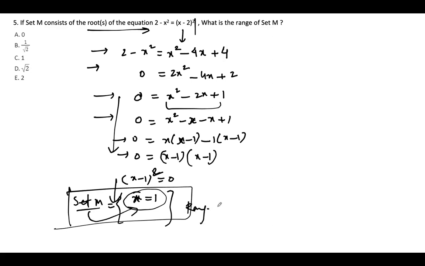What will be the range? Jaspreet, only Jaspreet will answer. 0. Why? Because it's just one element, so maximum is 1 and minimum is also 1. Somebody gave 1 as the answer in the last one, that's why I focused on this. Okay, range is going to be 0.